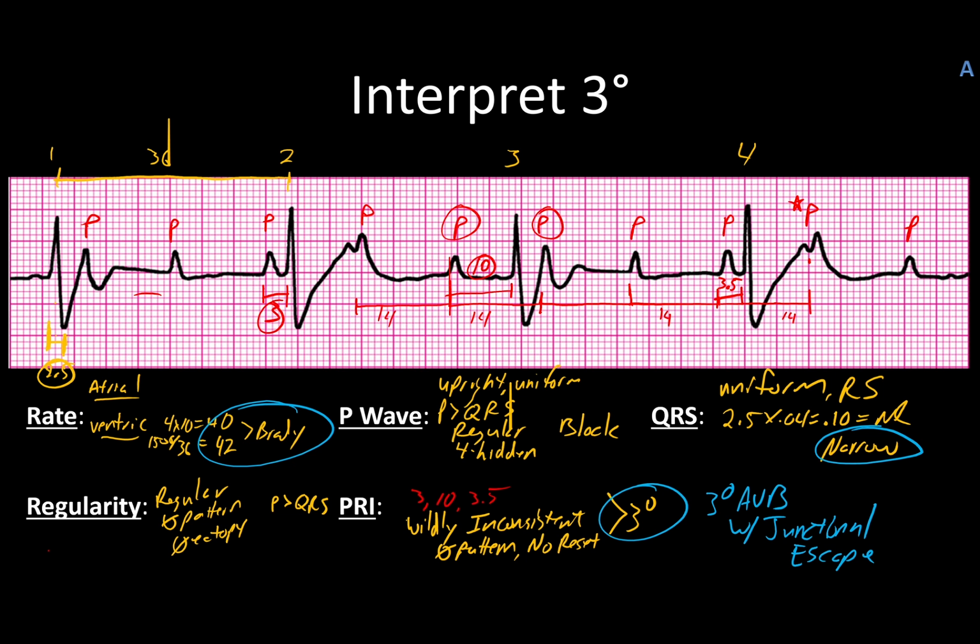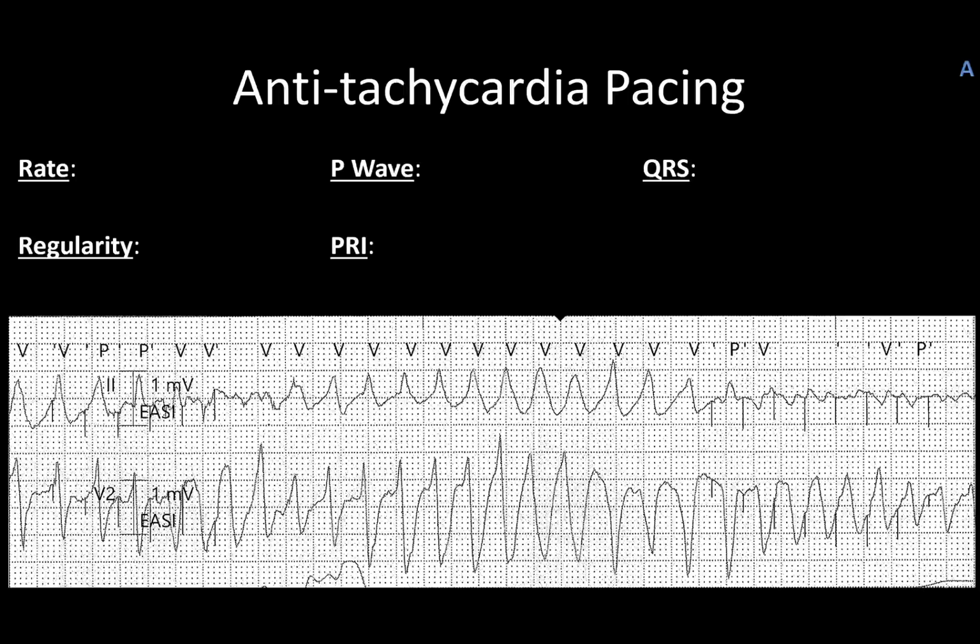Just that easy. So here's another example of anti-tachycardia pacing. If you just look at it from a distance, you can pretty much tell right away that this patient's in VTach, polymorphic VTach to be exact.